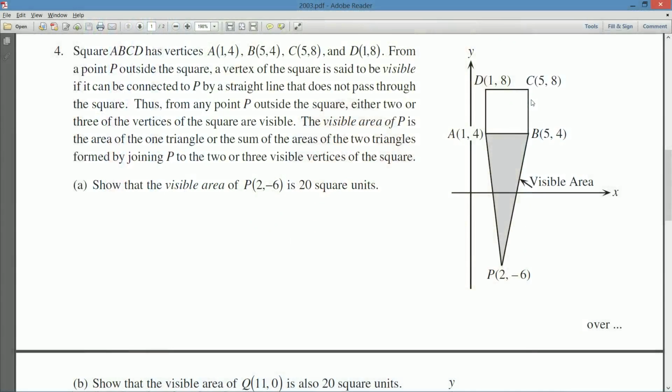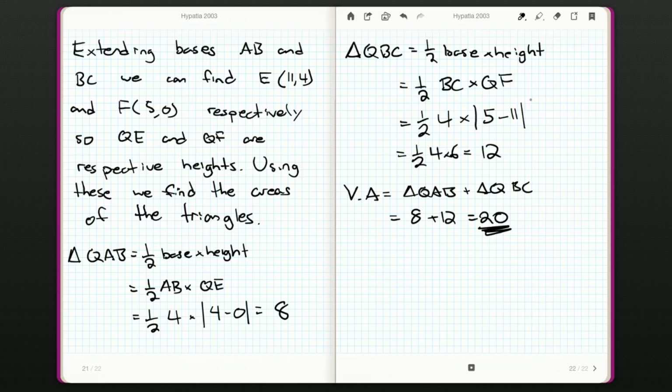All right. So let's get a completely fresh piece of paper.